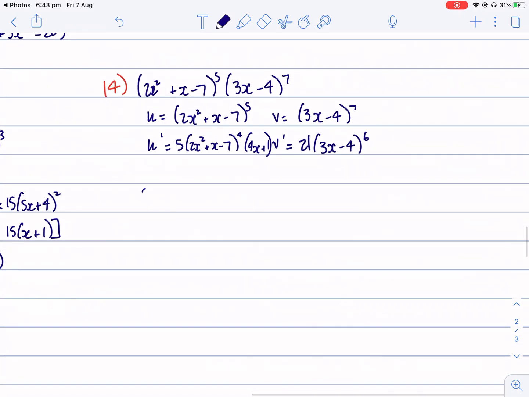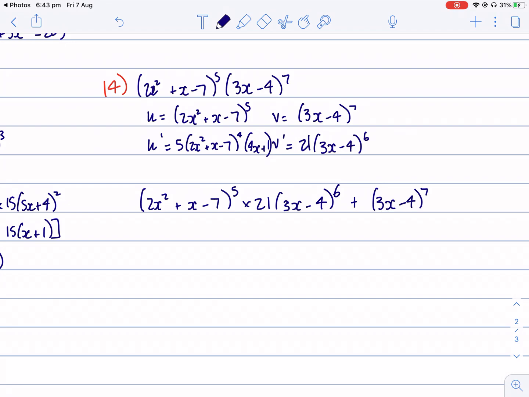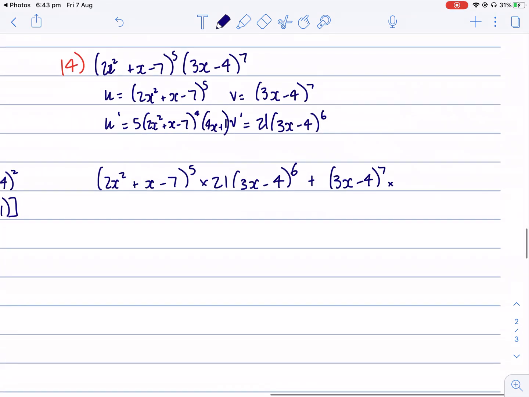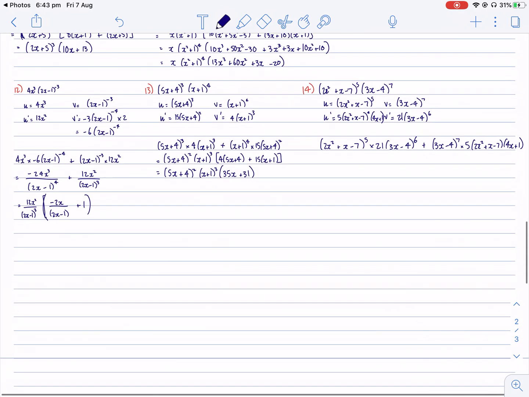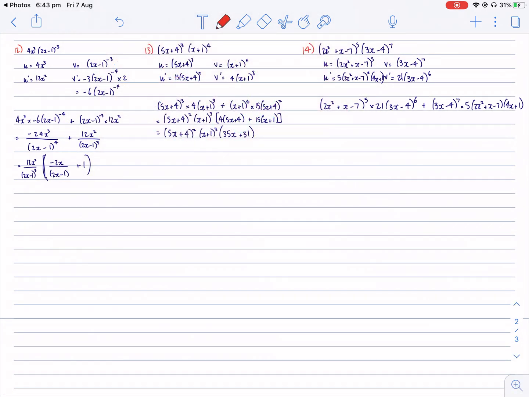Okay, so we've got 2x squared plus x, take 7 to the 5, times 21, 3x, take 4 to the 6, plus 3x, take 4 to the 7, times 5, 2x squared plus x, take 7 to the 4, times 4x plus 1. And I'm going to leave it there. Who could bother doing that? 15.